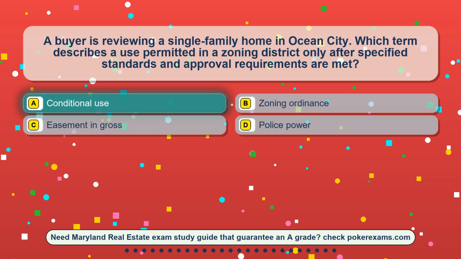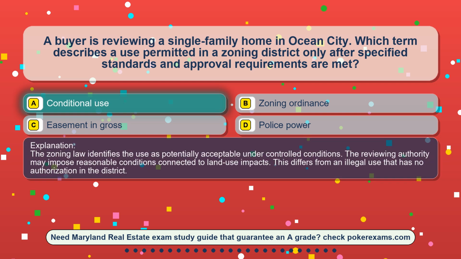The correct answer is option A, conditional use. The zoning law identifies the use as potentially acceptable under controlled conditions. The reviewing authority may impose reasonable conditions connected to land-use impacts. This differs from an illegal use that has no authorization in the district.